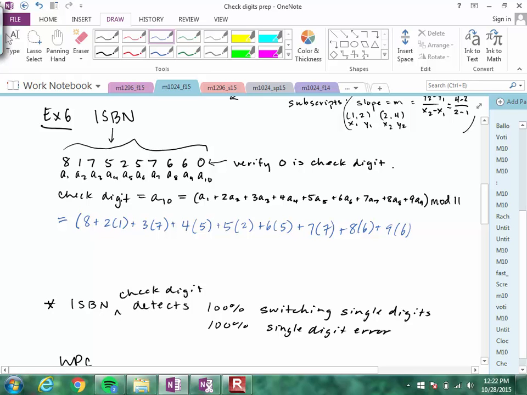Now on this one, make sure you stop short of doing the last digit, because that's actually what we're trying to calculate, right? So don't include that one. Order of operations, we do all that multiplication first, and then we add. So 8 plus 2 plus 21 plus 20 plus 10 plus 30 plus 49 plus 48 plus 54.